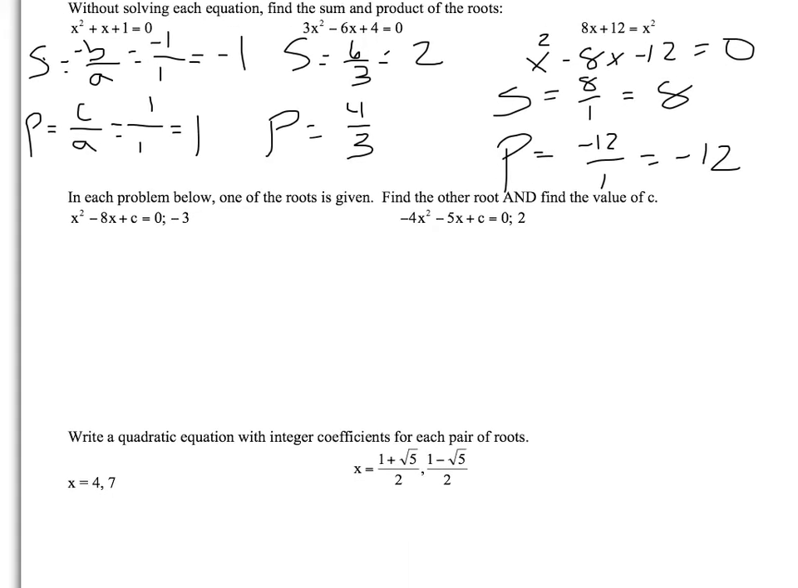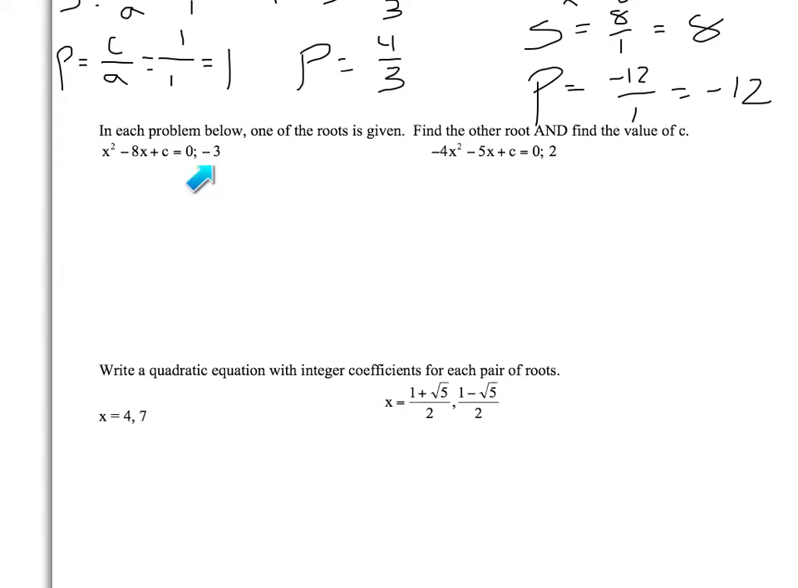This next piece, I give you one of the roots. In this case, for the first one, one of the roots is negative 3. I need you to find the other root and find the value of c. So, to find the other root, since we are given an a and a b value, I'm going to use the fact that I know the sum of my roots is going to equal negative b over a, or it's going to equal 8. Therefore, if the sum needs to equal 8, I know my one root plus my missing root has to equal 8. Solving for x, add the 3. My other root is 11.